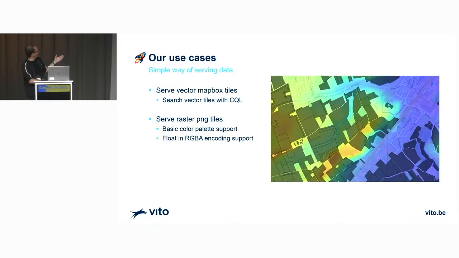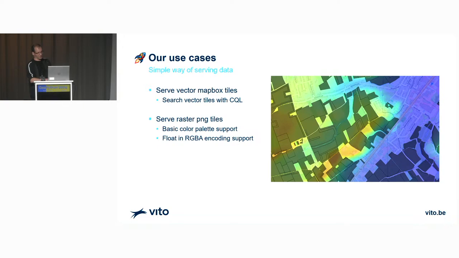So we implemented it serving Mapbox vector tiles, which is actually just an SQLite file with XYZ columns and then a binary blob with the data in it. And then also we serve raster PNG tiles, where we bake the PNGs from the GeoTIFFs on the fly with a little caching mechanism, so that if you request the same tile again, you just get it from the cache. We support some basic color palettes and also this RGBA encoding on the fly. So you just request it with another SLD or a scale type, and you get these RGBA images.